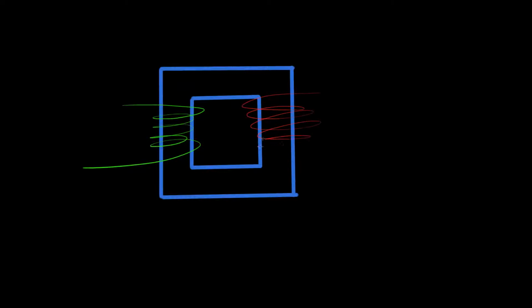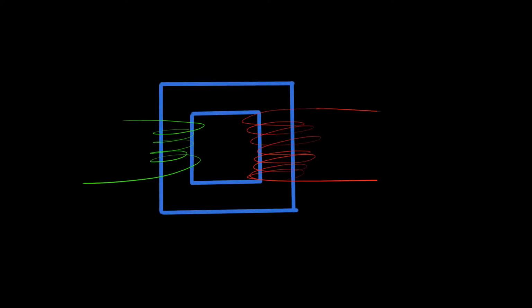So let me quickly draw. This is an iron core. You'll have your primary coil over here, coiled around this end of the core, and you'll have your secondary coil over here, wrapped around this end of the core. Of course, let's say your secondary end has more turns.